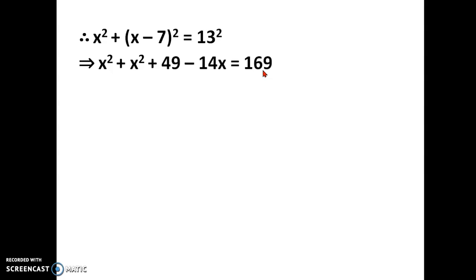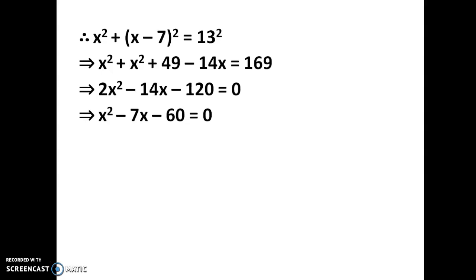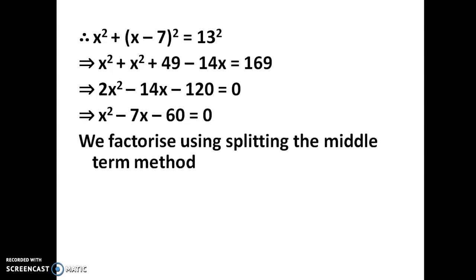Now still more we can simplify. So 2x square minus 14x minus 120 equal to 0 we got. We all are multiples of 2, so we can divide the whole equation by 2. After dividing by 2, I got x square minus 7x minus 60 equal to 0. Now we can factorize this equation by splitting the middle term. The middle term is split into minus 12x plus 5x.